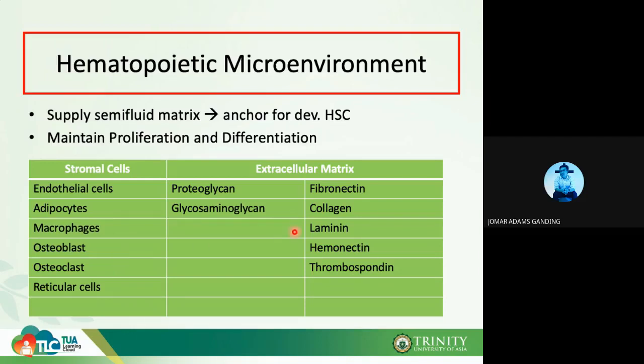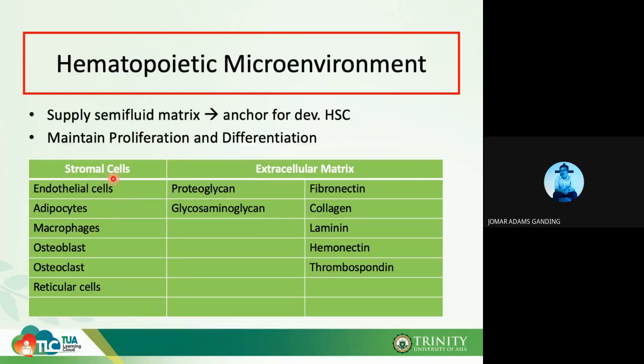So we also have here your extracellular matrix. What I'm just trying to say here is that each one of these, endothelial, adipocyte, has a function that they perform. In the extracellular matrix, their major role is to provide substances like fibronectin, your collagen, your thrombospondin, your tenascin, your proteoglycans, which in turn help in the differentiation and proliferation of your hematopoietic stem cell. So guys, your stromal cells and your extracellular matrix are key for the proliferation and differentiation.